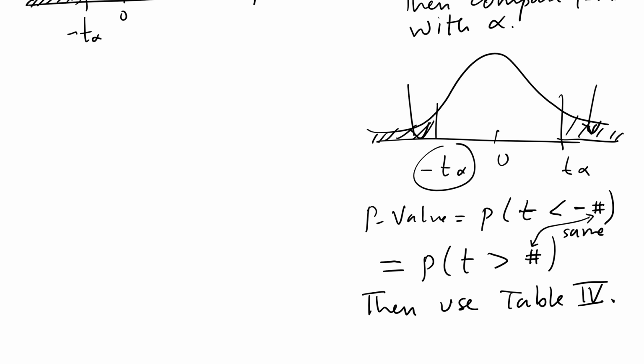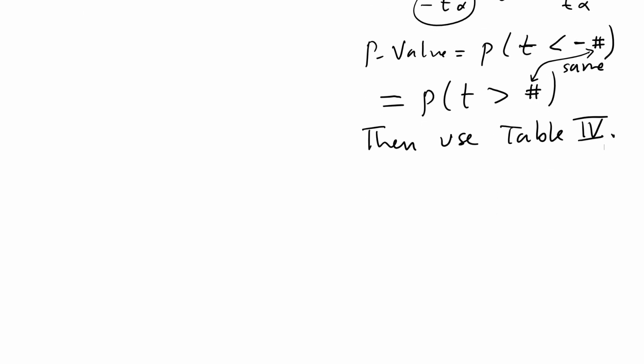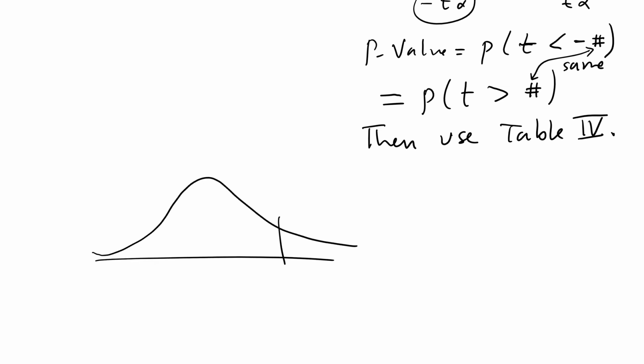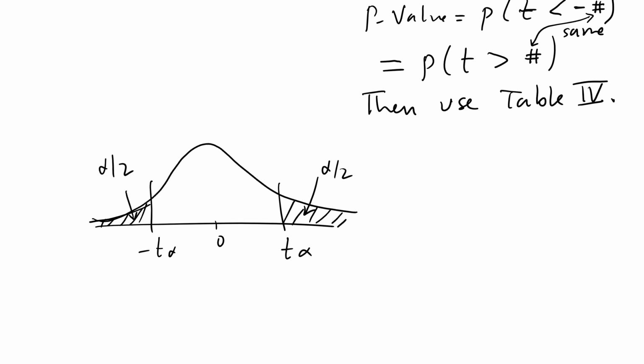So how do we do that? For a two-tail test, which goes like this: t sub alpha, negative t sub alpha. So this area and this area together, not just one at a time, both make alpha. So this is alpha over 2, and this is alpha over 2. Each one is alpha over 2.